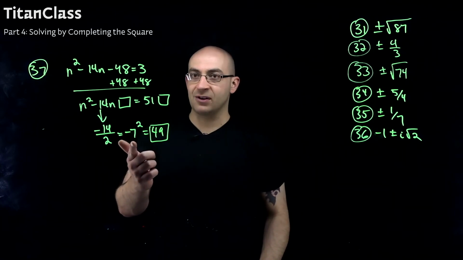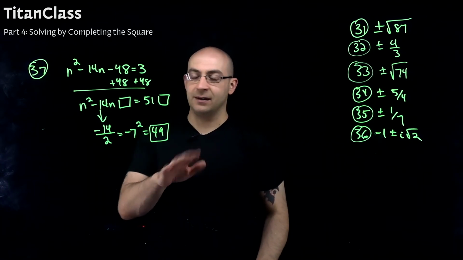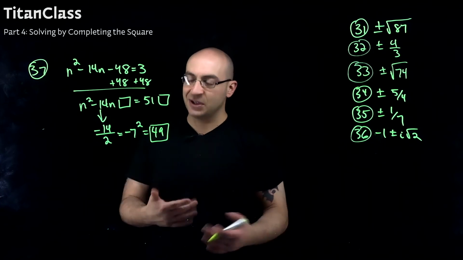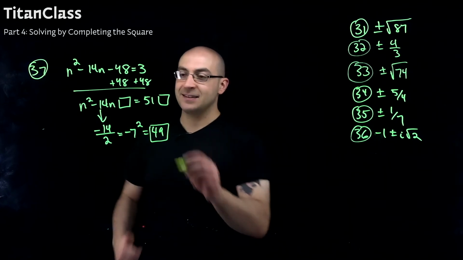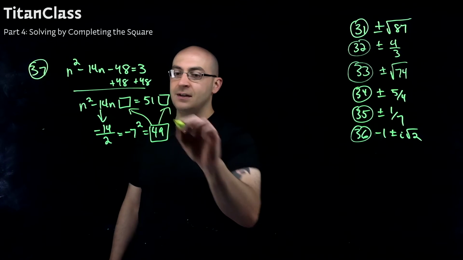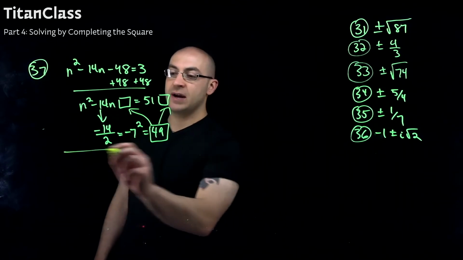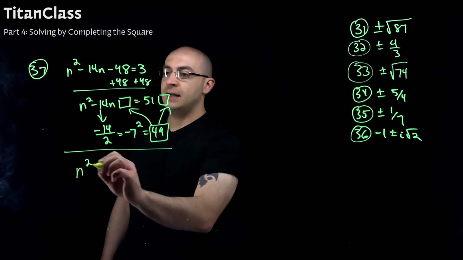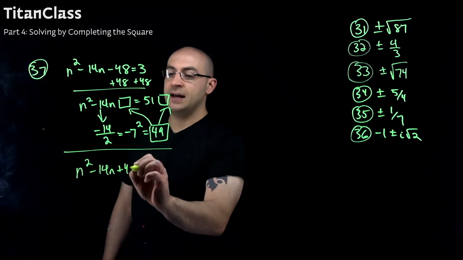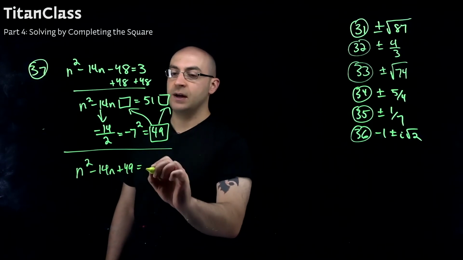So if you put this in the calculator without parentheses, it's going to say negative 49. That's not right. The calculator is doing what it asks you to do. Just know that it's positive. It always will be, right? That will never change. So it's positive 49 that goes in the squares. We have now completed the square. n squared minus 14n plus 49 is going to equal 51 plus 49, or 100.